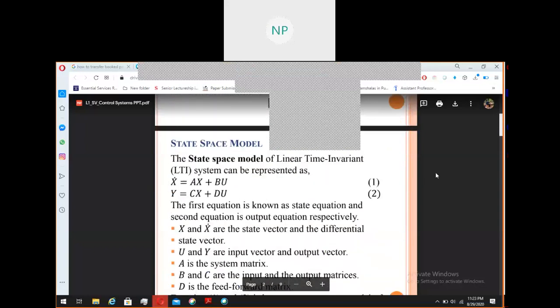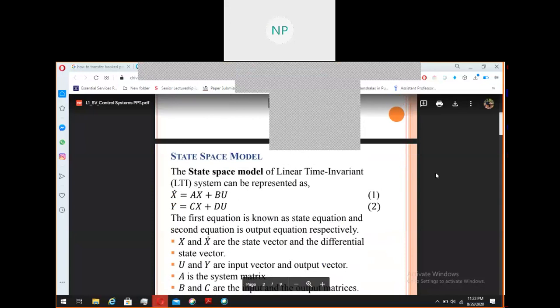So the state space model consists of two equations, equation number 1 and equation number 2. In that we have the equations x dot equal to Ax plus Bu and y equal to Cx plus Du. So x, u and y are variables and A, B, C and D are matrices. For getting this subject concept clear, you must have the knowledge of matrices. A is known as system matrix, B is known as input matrix, C is known as output matrix and D is known as feed forward matrix.